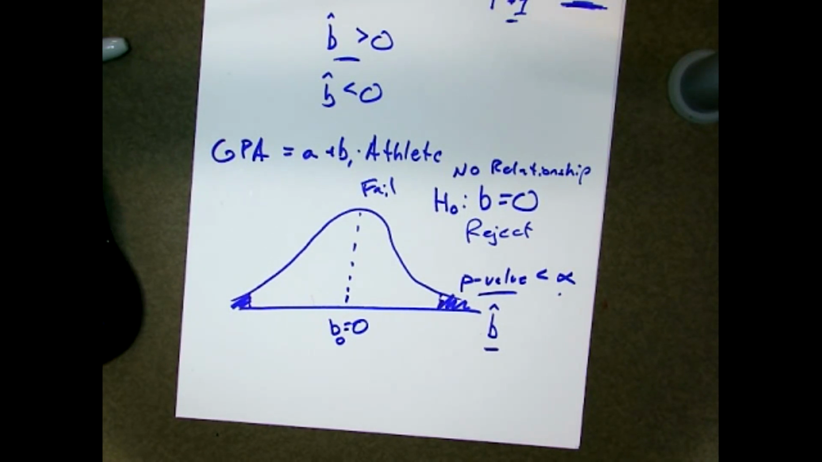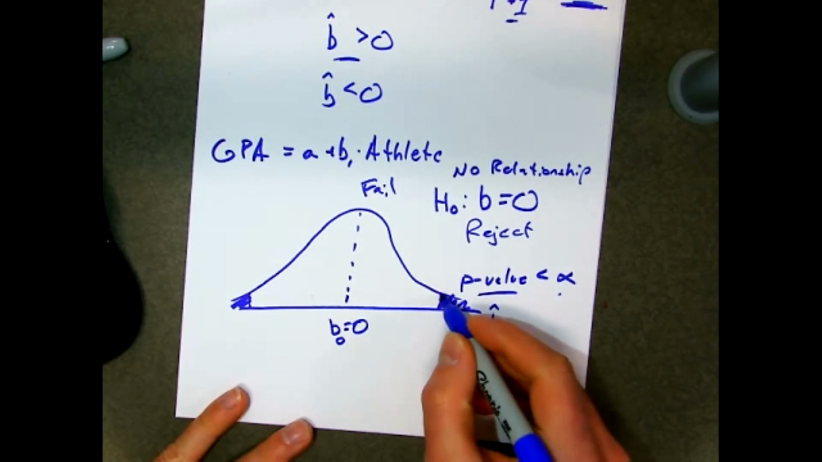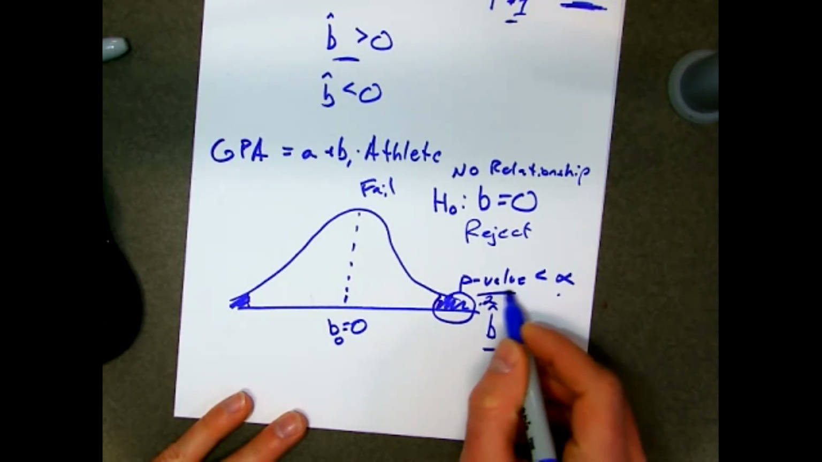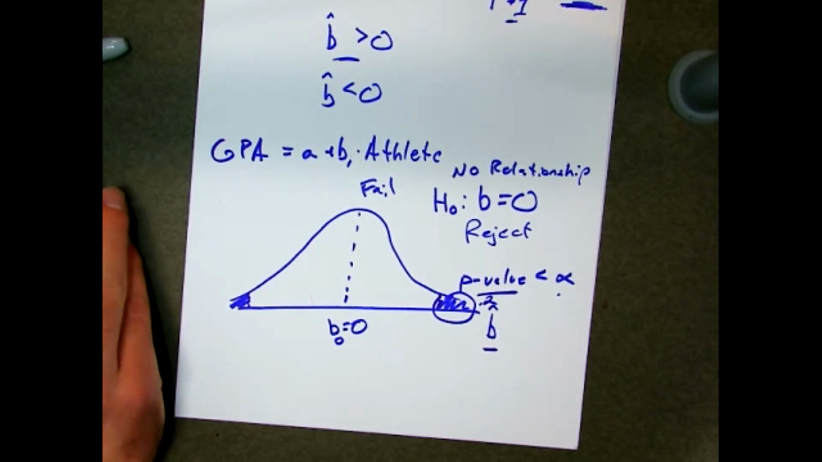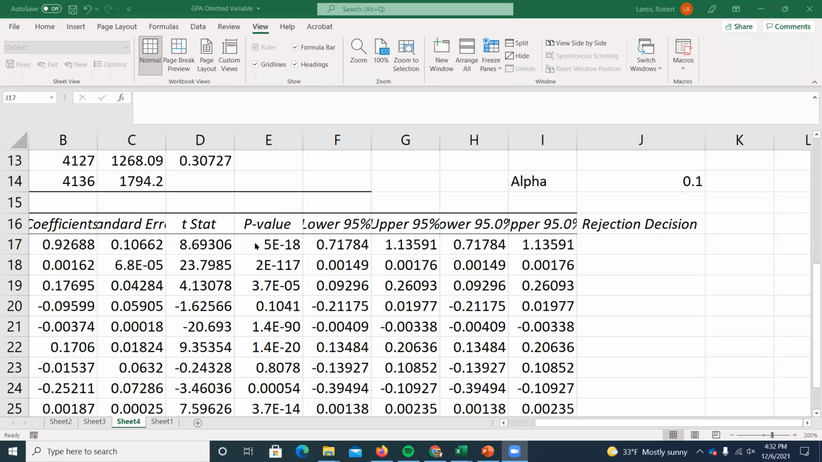Always a two-tailed test. But the thing is, when we use Excel to do this, if you were doing this by hand, when you find this area, you'd have to multiply it by 2 to get your p-value. Excel always does that. So it's already been multiplied by 2.